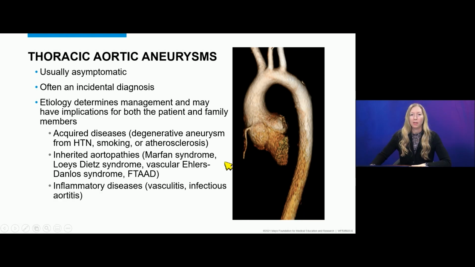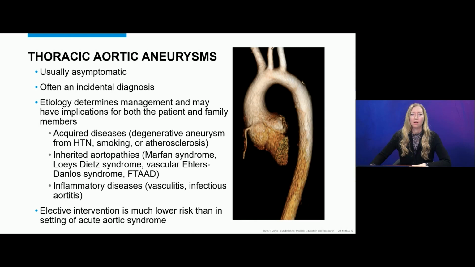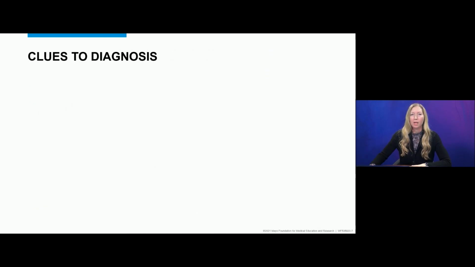The final disorder I want to discuss is the inflammatory disorders of the aorta, such as vasculitis or aortitis. These are uncommon, but I think it's important that you know how to recognize these so that you can make the diagnosis. It's important that we make these diagnoses because elective intervention comes with a much lower risk than intervening when the patient has an acute aortic syndrome. So we want to identify the presence of dilatation, understand when we need to intervene, and appropriately refer patients for surgical intervention.